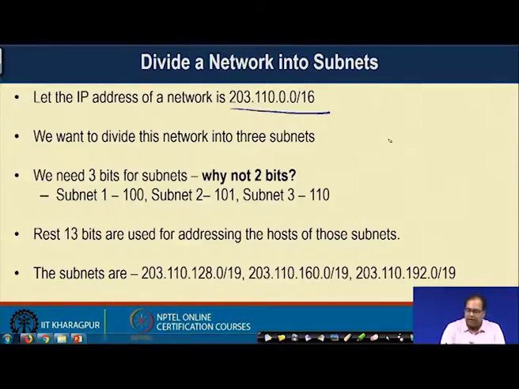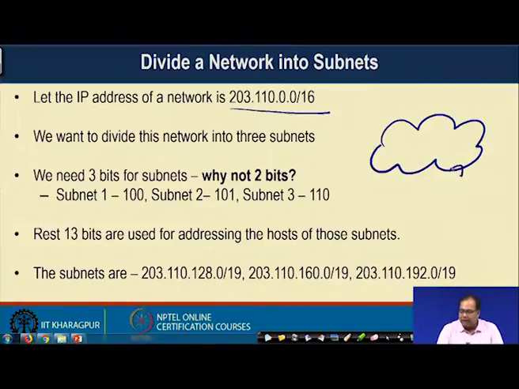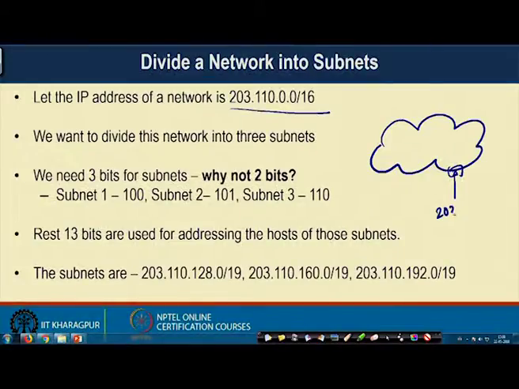Assume that that is an organization network. This organization network has a border router connected to the central IP allocation authority. In case of India, it is APNIC. From there, they get this particular pool of IP addresses, say 203.110.0.0/16. So, that is the IP address which denotes this entire network.